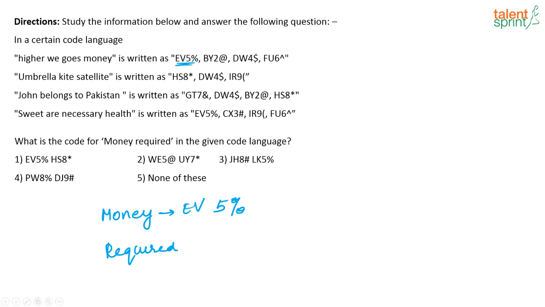So it's basically a standard code for any 5-letter word, right? That is another thing that you can make out. See, wherever you have a 5-letter word, this code is coming. Wherever you have a 6-letter word, this code is coming. So if you understand that, then it is again far easier to solve. Correct? Wherever there is a 4-letter word, this code is coming. So here I have a 5-letter word and an 8-letter word. So what will be my code? It has to be EV 5% and HS 8 star. That will be option 1.